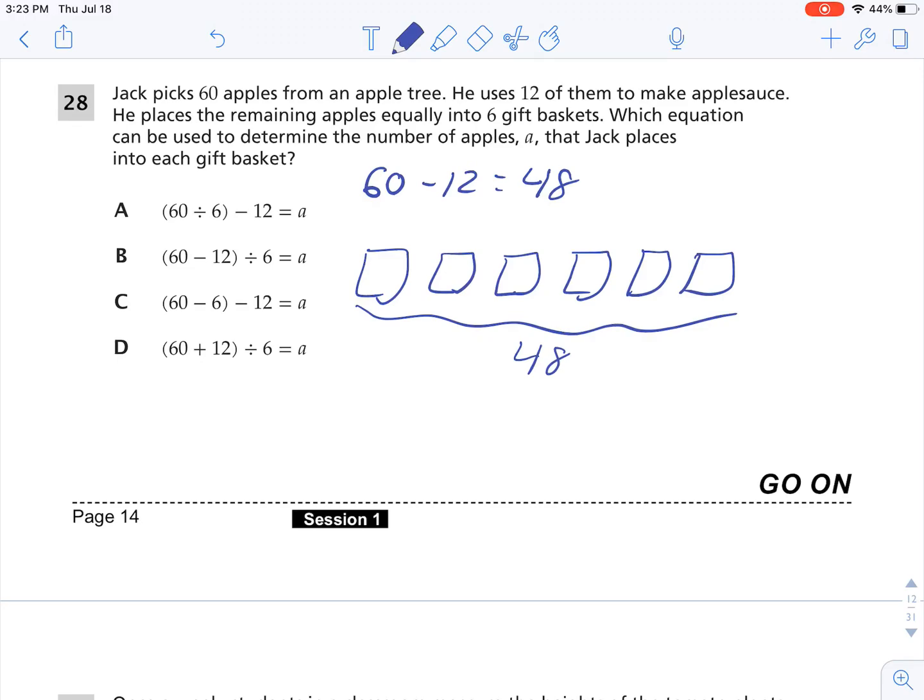If I want to figure out how many are in each gift basket, I'm not sure how many are in each gift basket. So to figure that out, I need to do 48 divided by 6. So first, I subtracted to get 48. So first I did 60 minus 12. And then I divided by 6. So I'm looking for that equals the number of apples. I'm looking for an equation that matches that, and that would be B. So the answer for 28 is B.